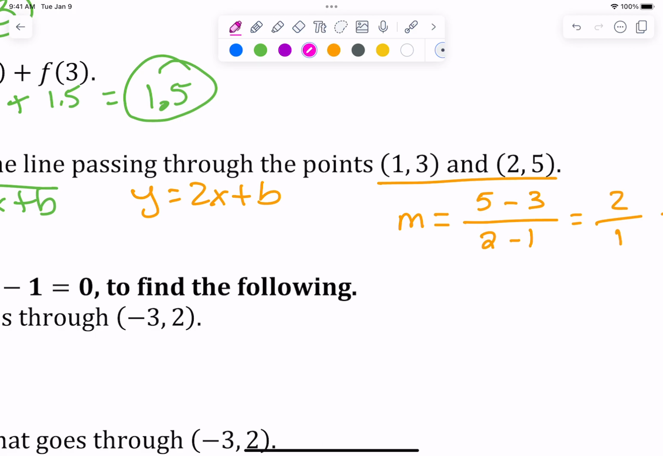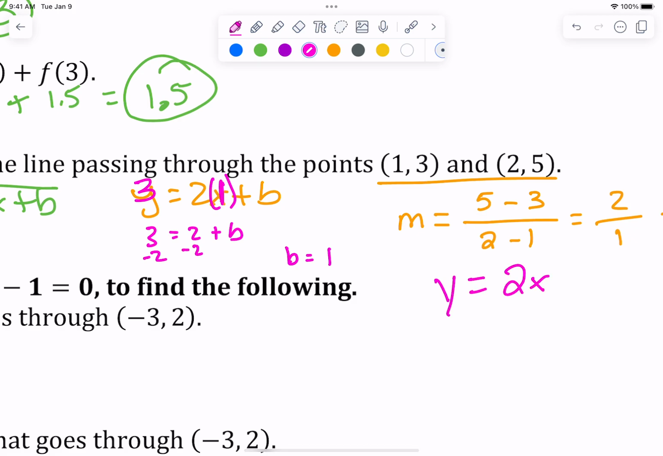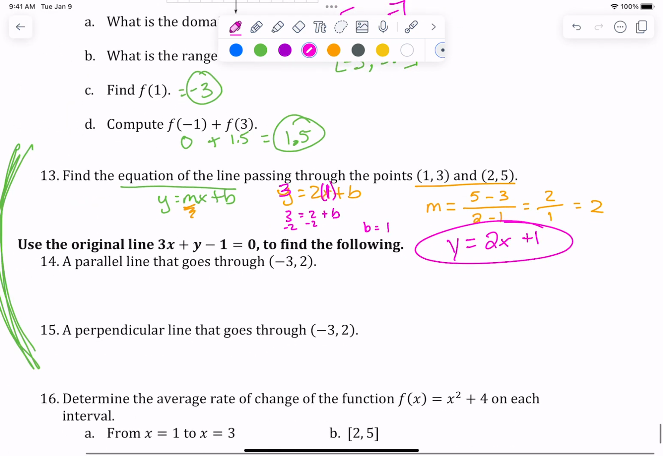Which point do you want, 1, 3 or 2, 5? Doesn't matter. 1, 3. 3 goes in for y, 1 goes in for x. So 3 equals 2 times 1 plus b, subtract the 2. b equals 1, final answer? Y equals 2x plus 1. Perfect. That's nice. Very good.